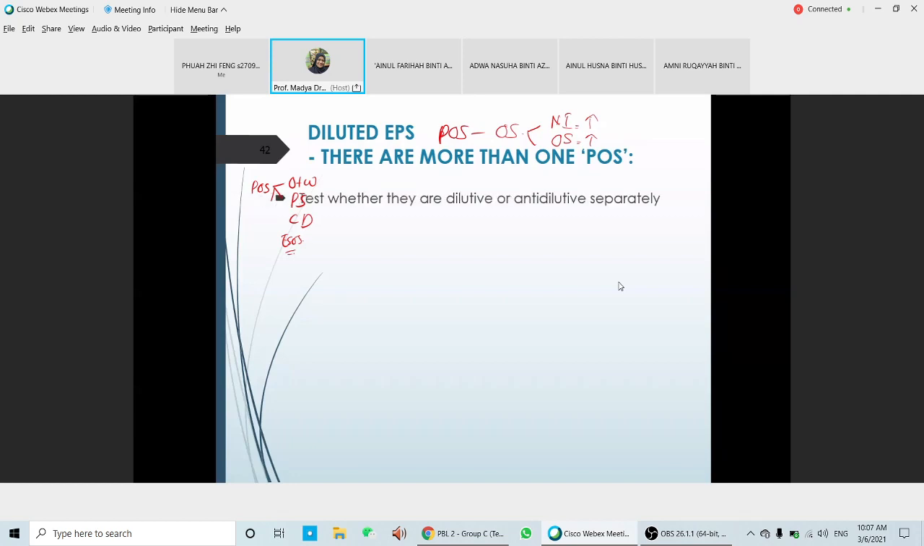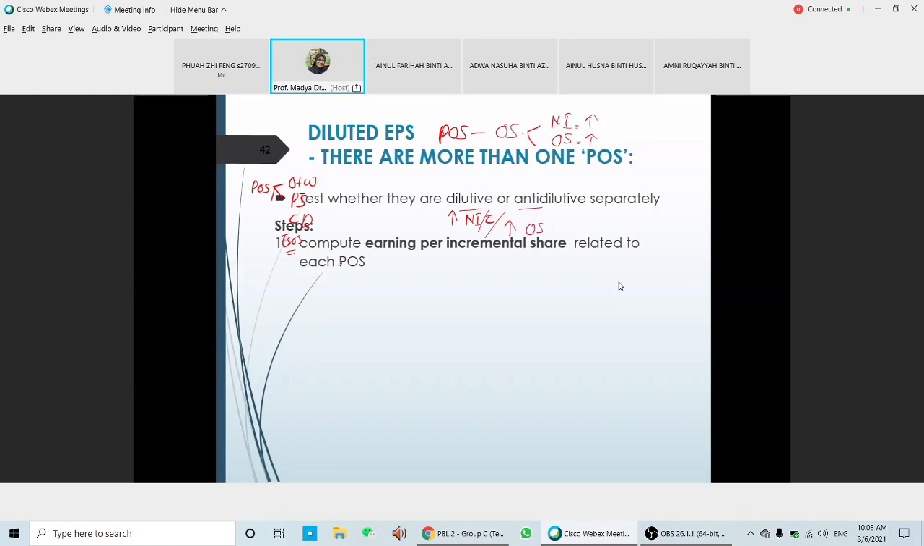So in the previous example 4 there is only one POS. Now we're going to look at what happens when we have more than one POS. We need to test whether they are dilutive or anti-dilutive. So what is dilutive, and what is anti-dilutive? The first step is to compute the earning per incremental share, which is the increase in earning divided by the increase in number of ordinary shares based on the new POS.